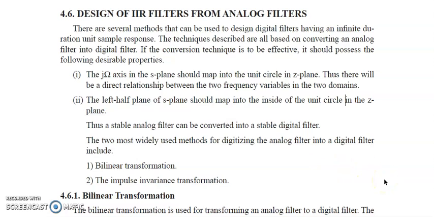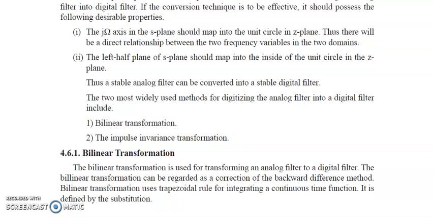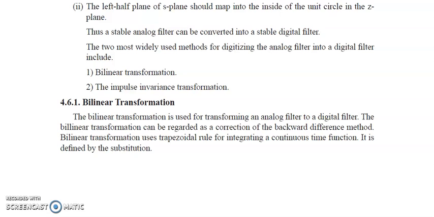These are the most widely used methods for digitizing the analog filter into a digital filter. The first one is bilinear transformation and the second one is impulse invariance transformation. Today we are going to learn bilinear transformation. I think in the lab you would have dealt with this bilinear transformation.